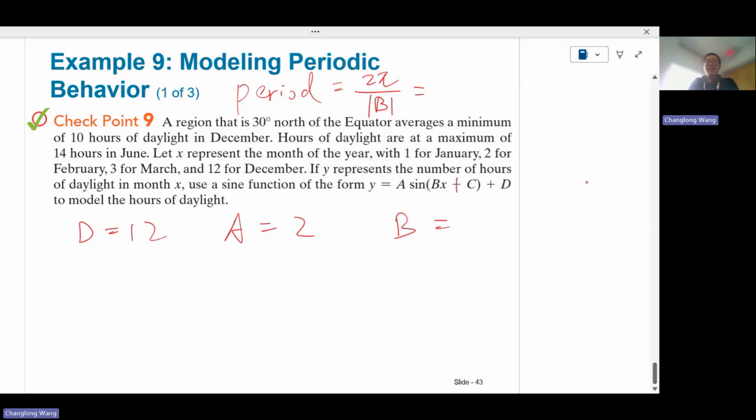Right. So that means the x can only go from 1 to 12 and go around, right? So cycling, that means the period is 12. It's not explicitly stated, but I hope you can figure it out. So now you just have to cook up the B to make sure that the period is 12 by dividing 2 pi by the B. So do you see that B will be 2 pi over 12, which is pi over 6, right? You guys good with that?